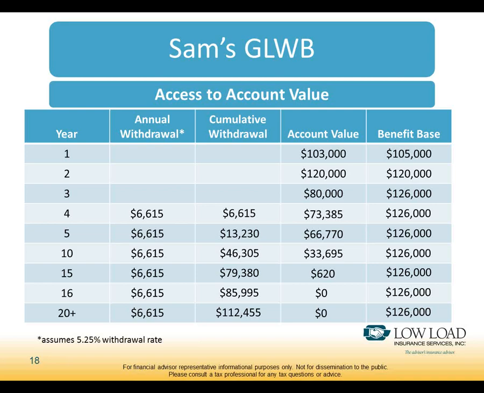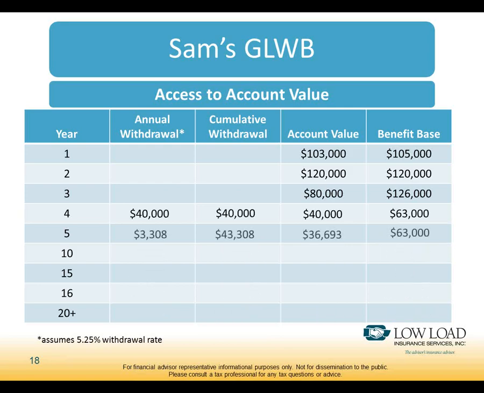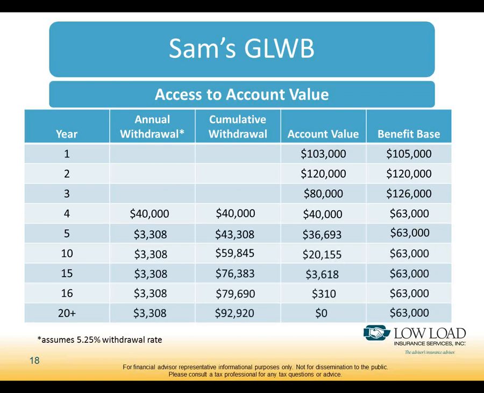So how does that affect Sam's future withdrawals? Well, he was taking out $6,615. But since we're taking $40,000 out in that first year, his withdrawals in the future are going to be reduced down to $3,308. And then that will continue for the rest of his life as long as he doesn't take out any additional funds.